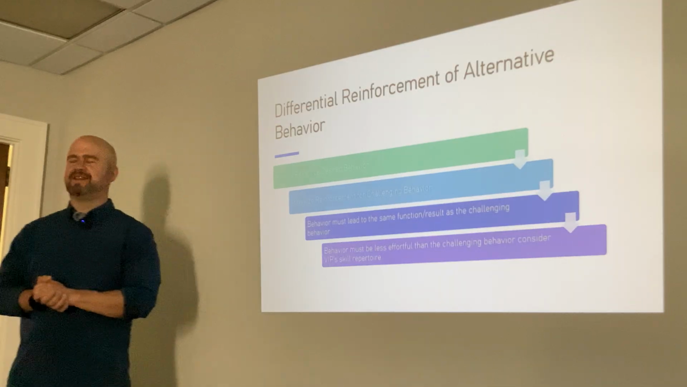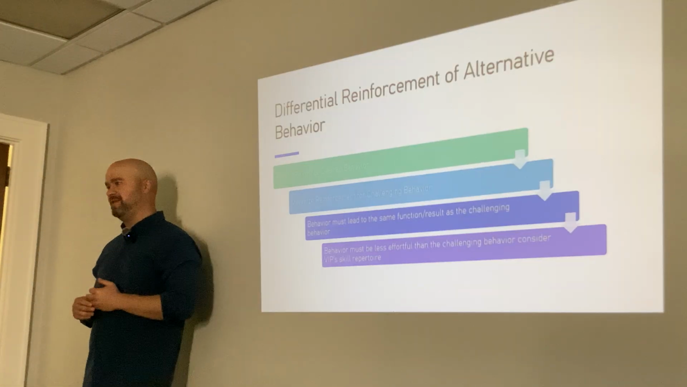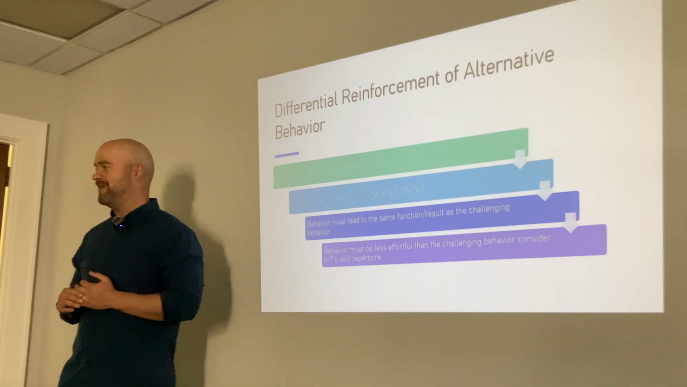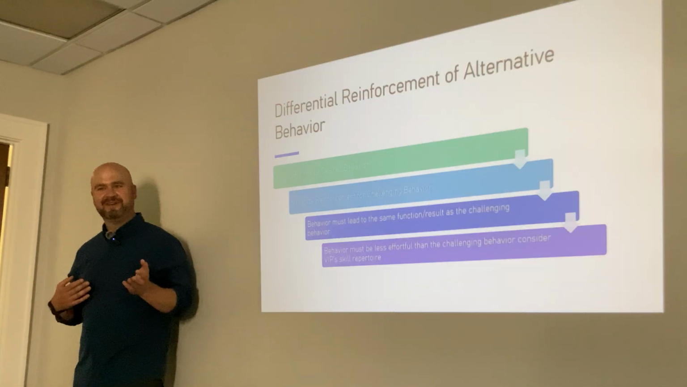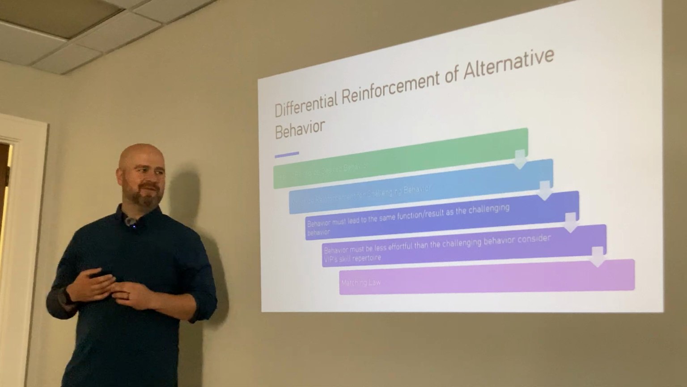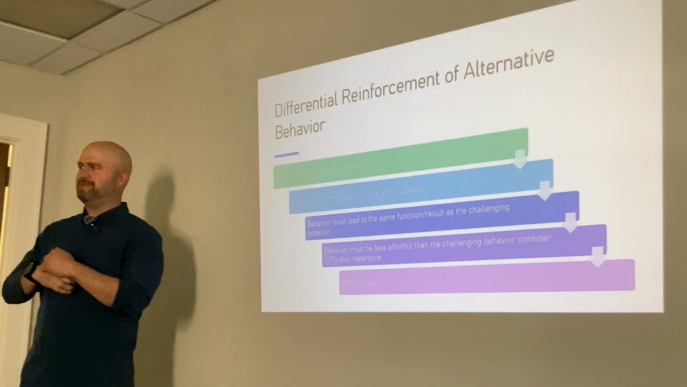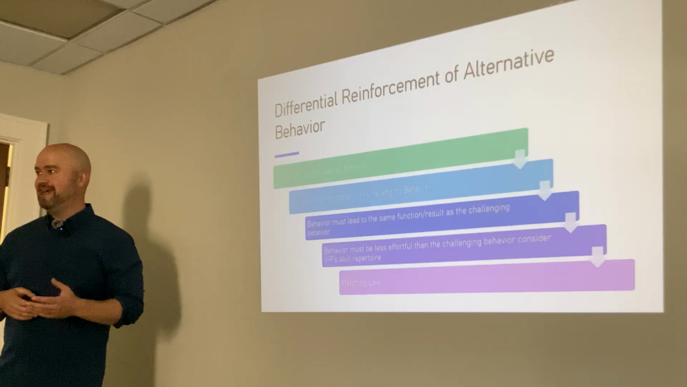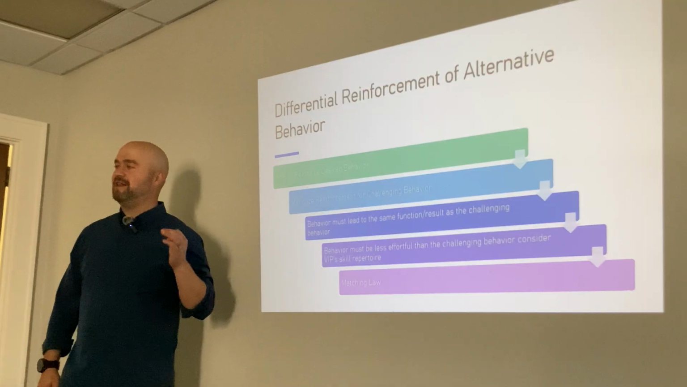The behavior must be less effortful than the challenging behavior. So consider the VIP's skill repertoire. We want to make sure that the VIP is able to engage in the alternative behavior with little to no effort. And we're going to look at the matching law. Does anyone have any questions on differential reinforcement of alternative behavior? And guys, on our behavior support plan, a lot of times a target behavior for strengthening is an alternative behavior that we are replacing the challenging behavior with.